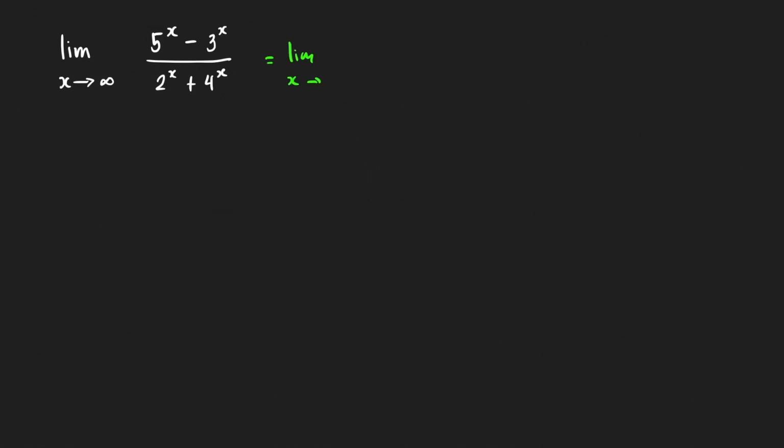So this is like limit as x approaches infinity, factor out 5 raised to x, and you'll be able to write it as 1 minus 3 raised to x over 5 raised to x, which is (3/5) raised to x, all over 2 raised to x plus 4 raised to x. Since the base here is between 0 and 1, then we know that this exponential function will approach 0 as x approaches infinity. So therefore, this will be like infinity times 1, so it will go to infinity.